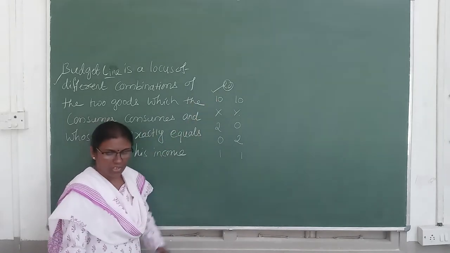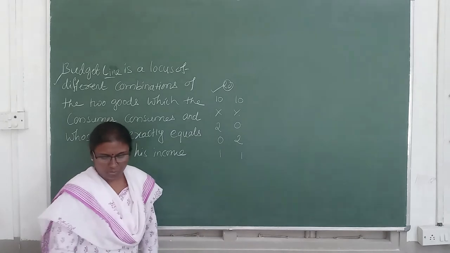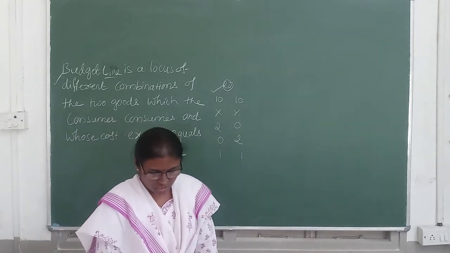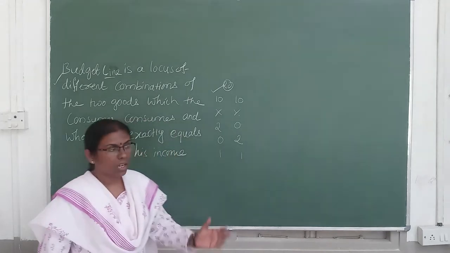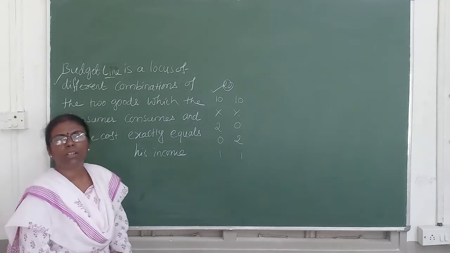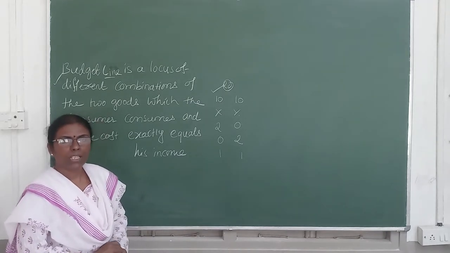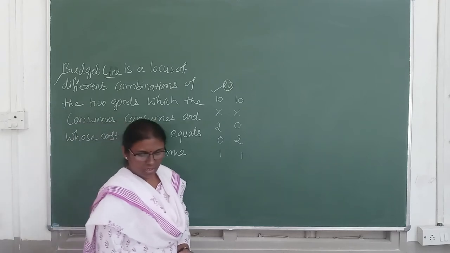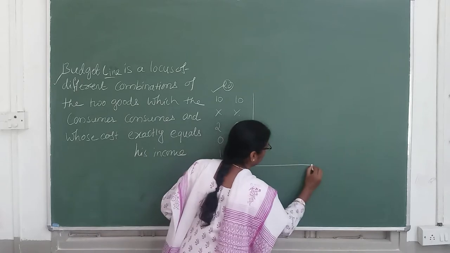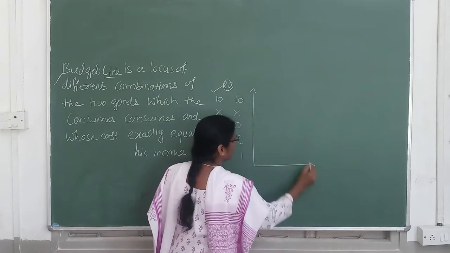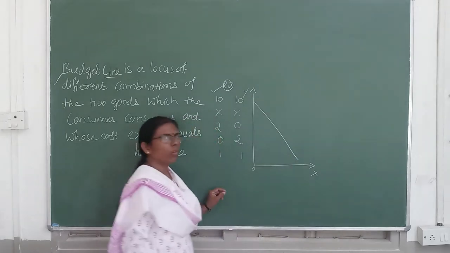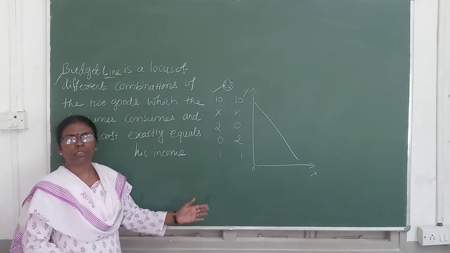This is a very interesting point. With the help of this, let us try to understand one more important aspect: budget set. When we plot all these things, we get a sloping curve, and the budget line is always a sloping straight line like this. See here, here is X and here is Y. The budget line always slopes downward from left to right.